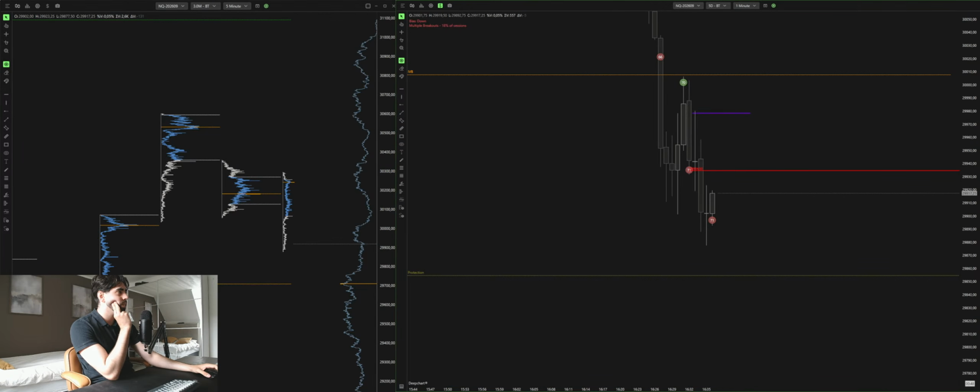Sellers entering aggressively, but they're not getting paid on it. Okay, we look at the test. I want to see how it behaves here. Okay, we're testing it. Pushing up.